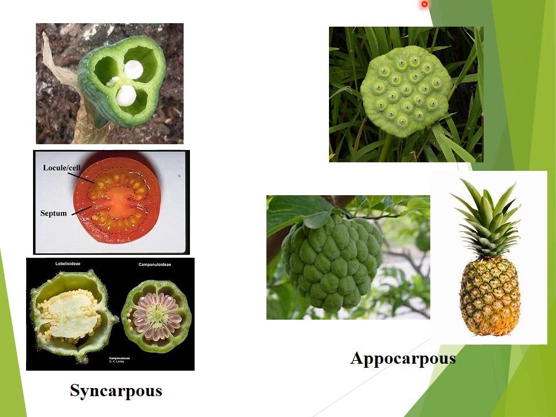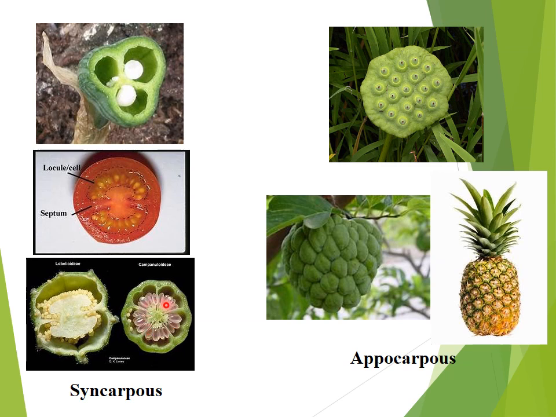Now, in this slide, you can easily observe the syncarpous condition and the apocarpous condition. You can easily distinguish them. Tricarpellary or trilocular condition, but they are united together. Syncarpous condition. Now this one, tomato. This is a TS of ovary. The two locules, the two chambers are there, bicarpellary. But the two carpels are united together. Syncarpous condition. This is the fruit of Datura alba, and this one is the TS of ovary of Hibiscus rosa-sinensis. In this condition, you can easily observe the bilocular condition and the united together condition.